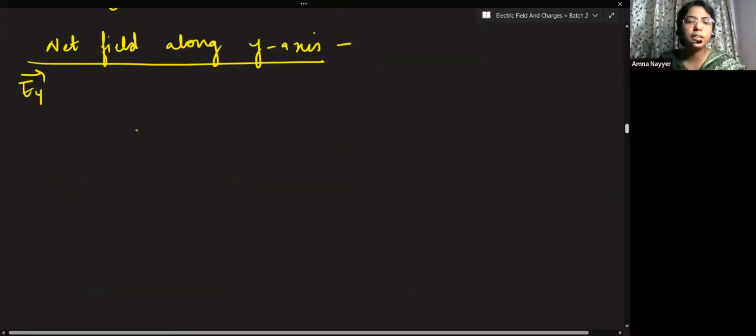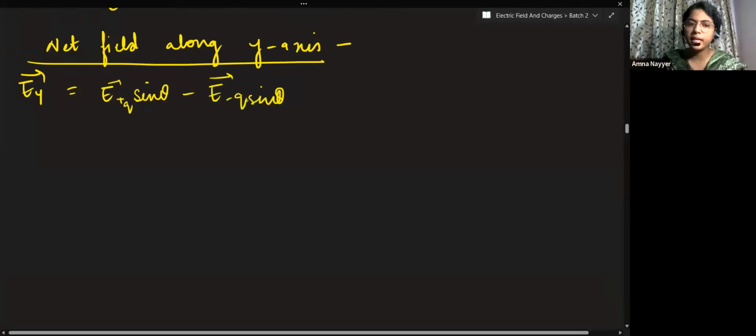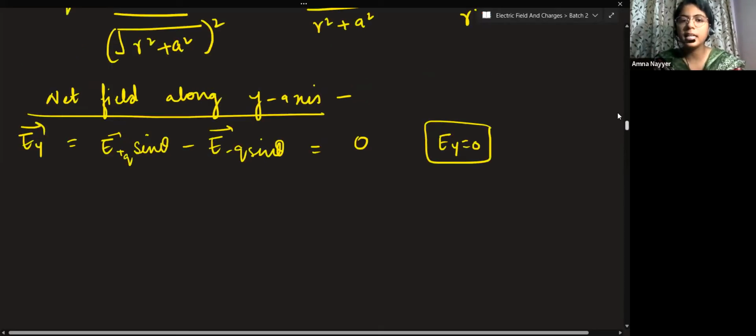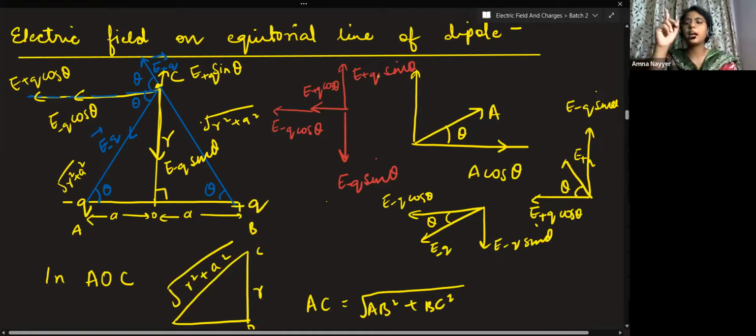All right. So net electric field along y-axis is given by E plus Q sine theta minus E minus Q sine theta. And since we have seen the magnitude will be same, that will be KQ divided by R square plus A square. So this will be 0. So EY is 0. There is no net electric field along y-axis. This you can easily identify through the figure also. Both of them are acting in opposite direction and have the same magnitude. So this will get cancelled. What is left? Net electric field along your x-axis is left.